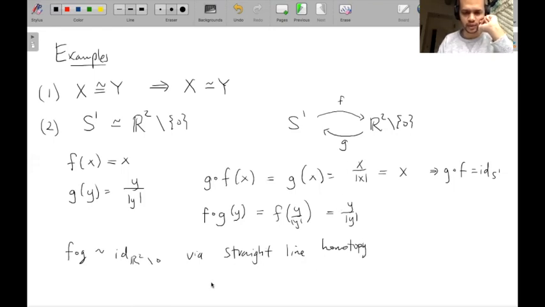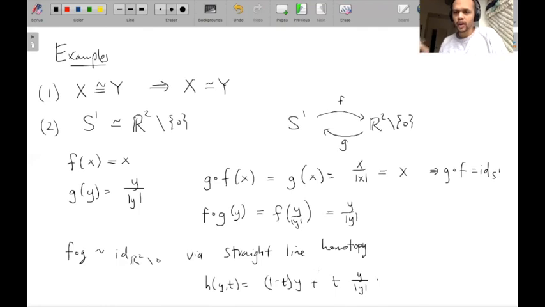So I guess we could write a formula. H of Y, T is (1 minus T) times Y plus T times Y over norm Y. So an important point is that this homotopy, well, let me draw a picture, because this might seem trivial, but there is one thing to say.